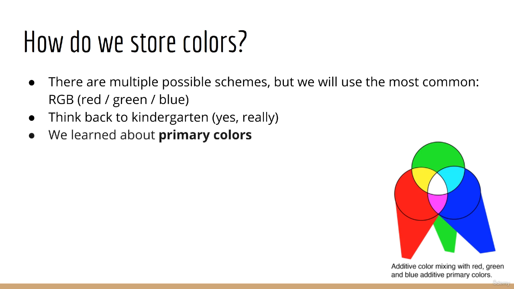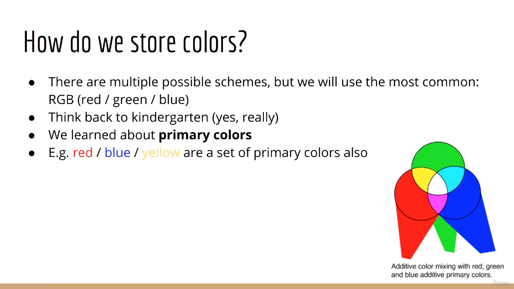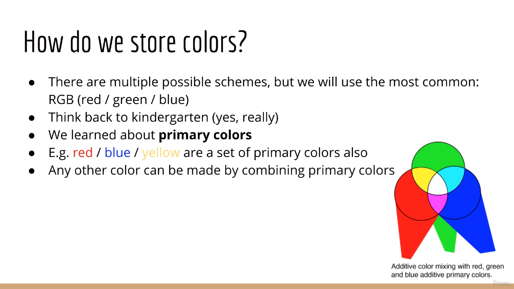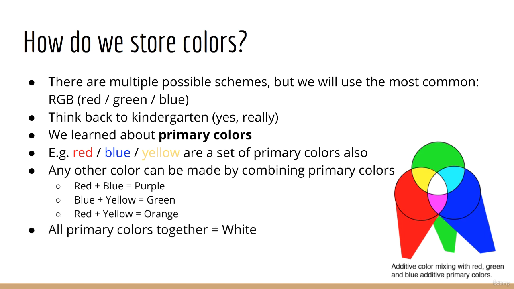You recall that there's this idea of primary colors. Primary colors are a set of colors from which we can form other colors by combining them. A common set of primary colors is red, blue, and yellow, although red, green, and blue also makes a set of primary colors. So what do you get if you mix red and blue? You get purple. What do you get if you mix blue and yellow? You get green. What happens if you mix red and yellow? You get orange. Now, this one you might not know, but if you mix all the primary colors together, you get white. In fact, from the primary colors, it's possible to combine them in different proportions to get any color.